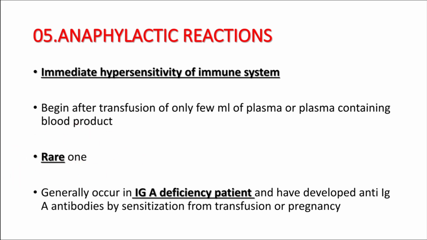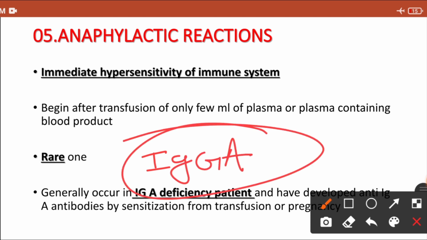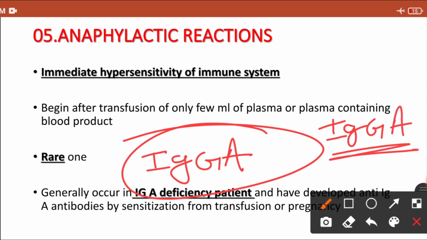Now why is it happening? What is the pathogenesis? The underlying pathogenesis for the development is IgA deficiency. It will occur in patients who have IgA deficiency. Suppose in such a patient you have given a blood transfusion, then the patient will develop IgA antibodies. The patient will be sensitized for the first time. Such sensitization can occur because of pregnancy as well.